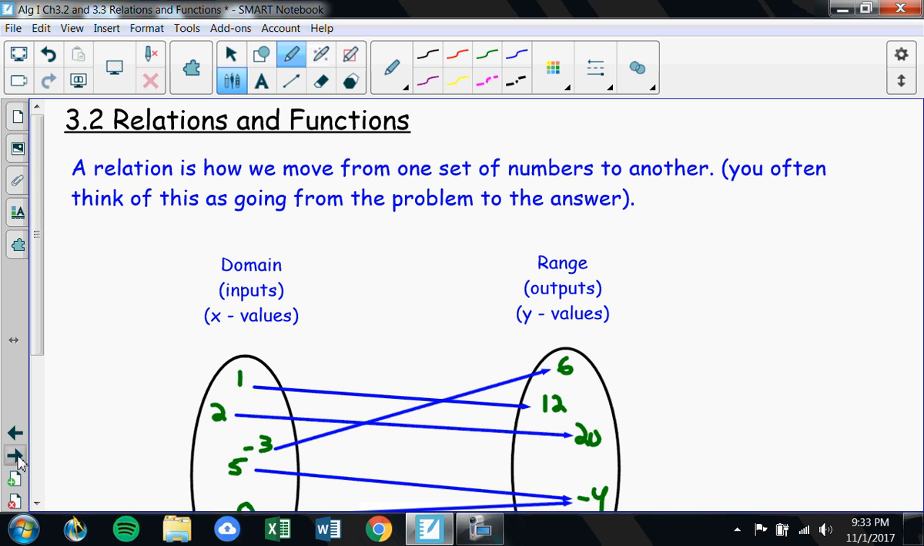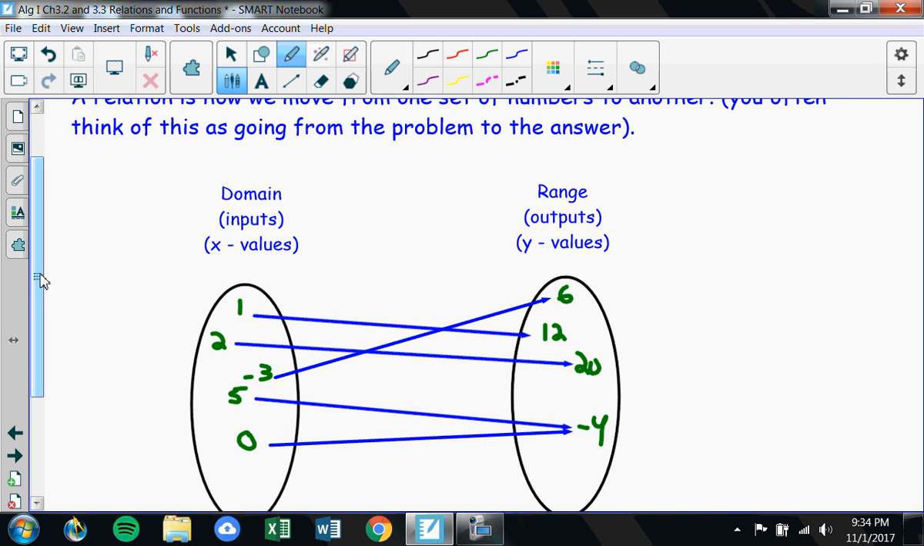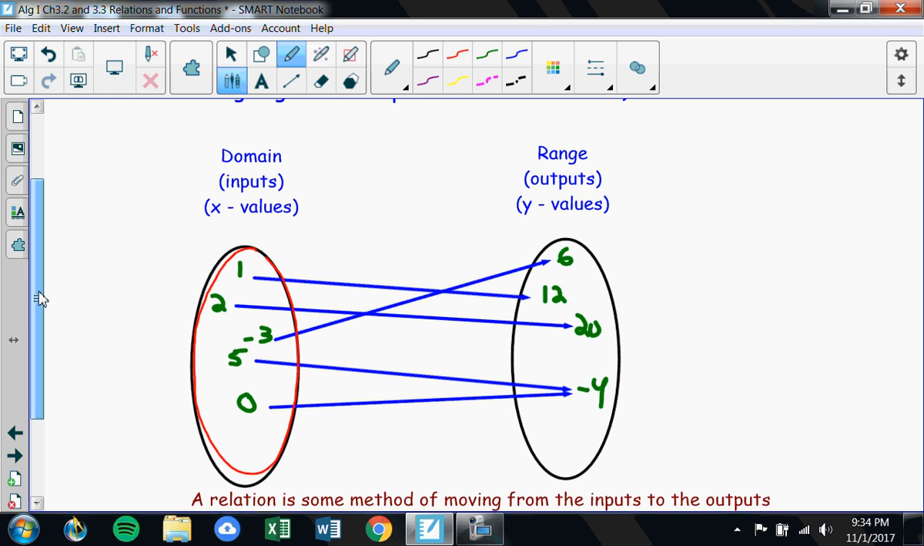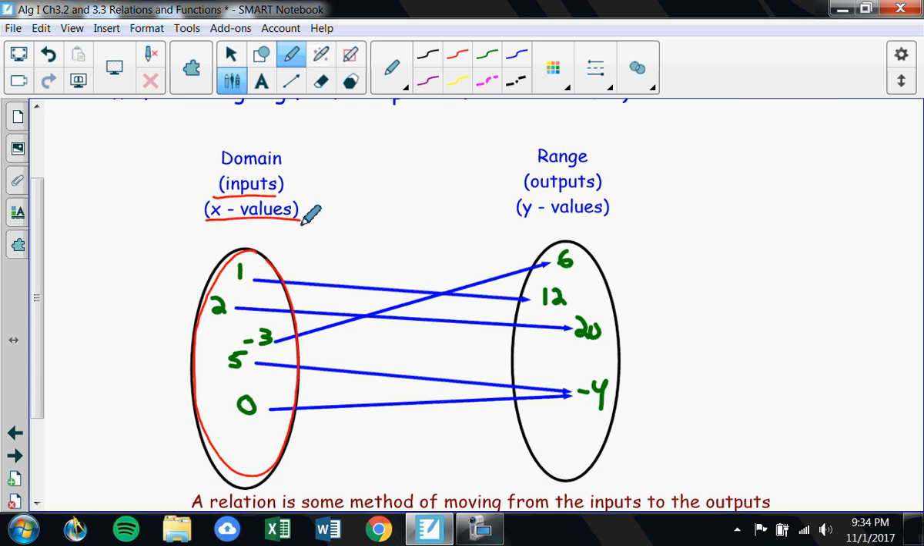A relation is how we move from one set of numbers to another. You often think about this as going from one problem to the answer, but it can really just be getting from one set of data to another. So here I've got what's called a mapping. This oval is containing a bunch of values. And this is all the inputs, or the x values, and the set of all the inputs we call the domain. The domain right now is 1, 2, -3, 5, and 0.